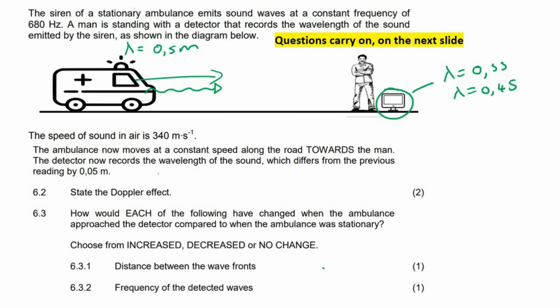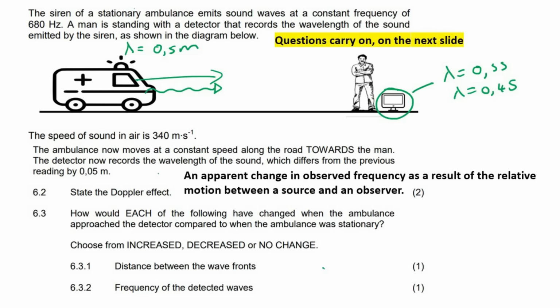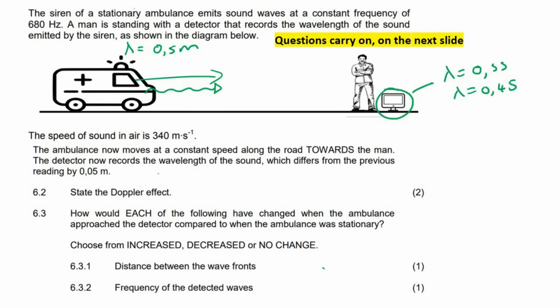The first question says, state the Doppler effect. And so there's the definition. It is the apparent change in observed frequency as a result of the relative motion between a source and an observer.